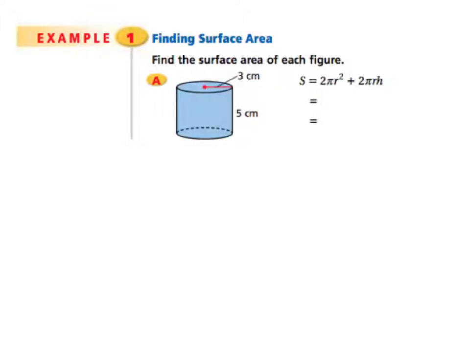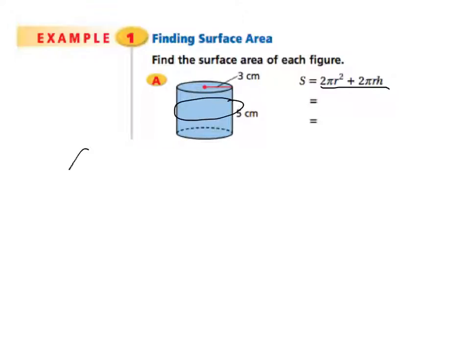Now let's do some word problems. Finding the surface area of a cylinder. Okay, so the surface area of a cylinder is 2 pi r squared, which is the area of the base times 2, because there are 2 bases, plus 2 pi r h, which is the lateral area of this cylinder.